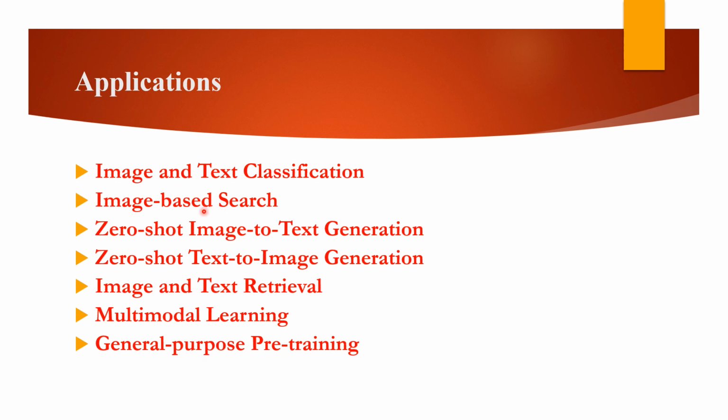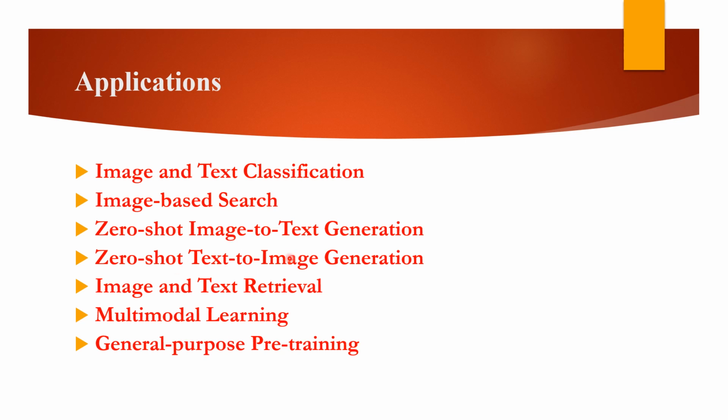Second is image based search. With CLIP you can perform image search using text queries. For instance, you can search for images related to a specific topic such as pictures of penguins and the model will return the relevant images. Next is zero shot image to text generation. CLIP can generate text descriptions for images without being explicitly trained on a task. For instance, given an image of a cat, the model can generate a text description like a cute white and grey feline sitting on a windowsill.